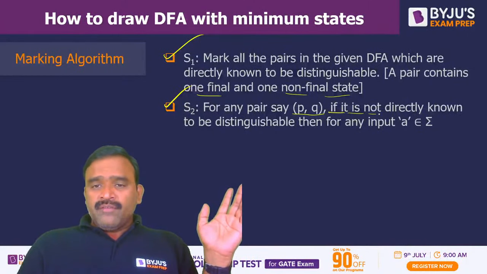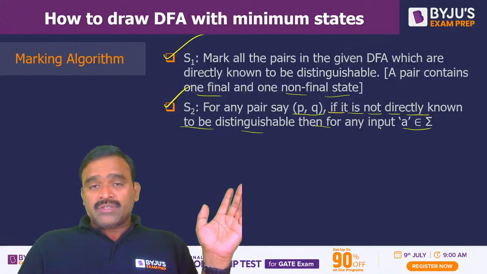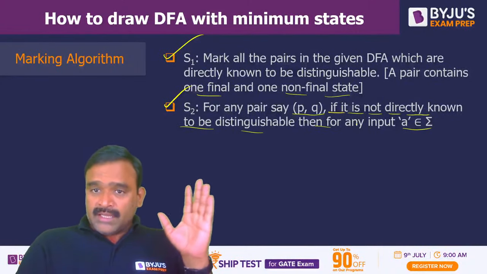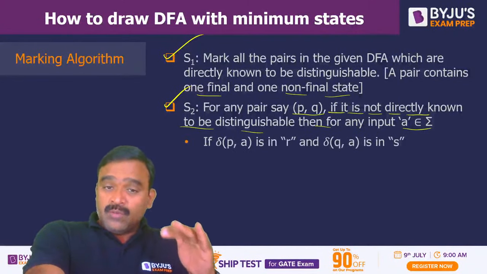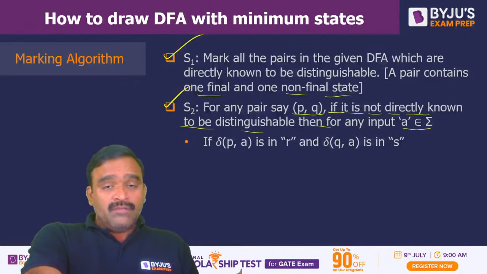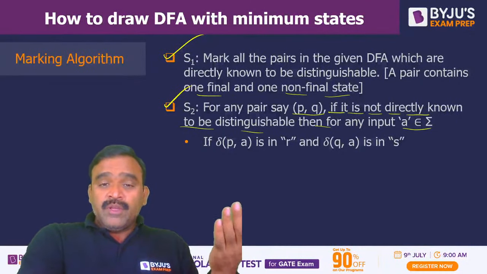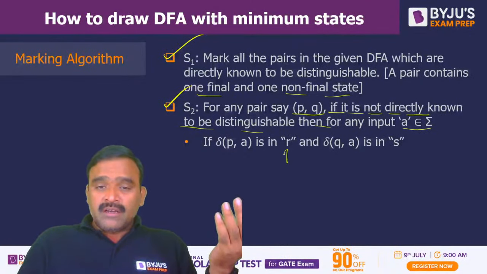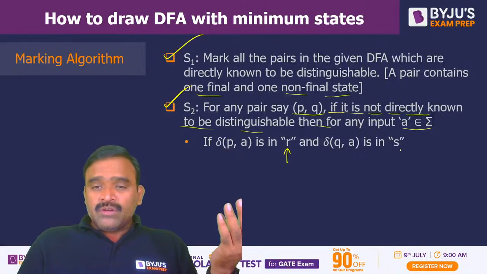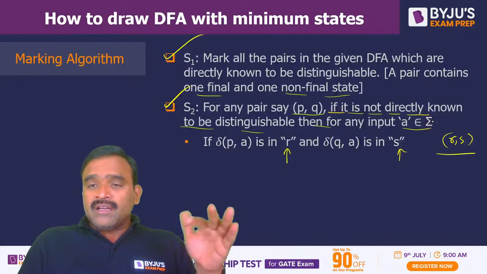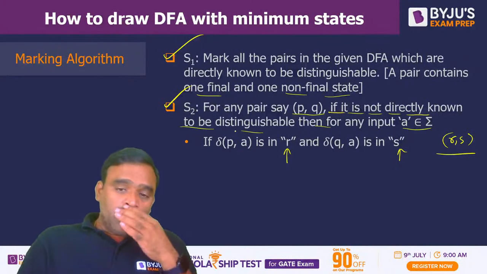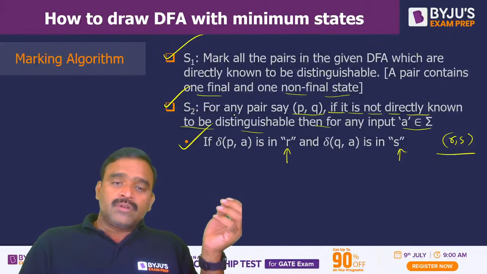That is the meaning of: if it is not directly known to be distinguishable, then for any input A belonging to sigma, not sigma star, the input alphabet of a DFA, the transition of P comma A goes to the state R and Q comma A goes to the state S. If the pair RS is already known to be distinguishable, then P comma Q also can be taken as distinguishable.